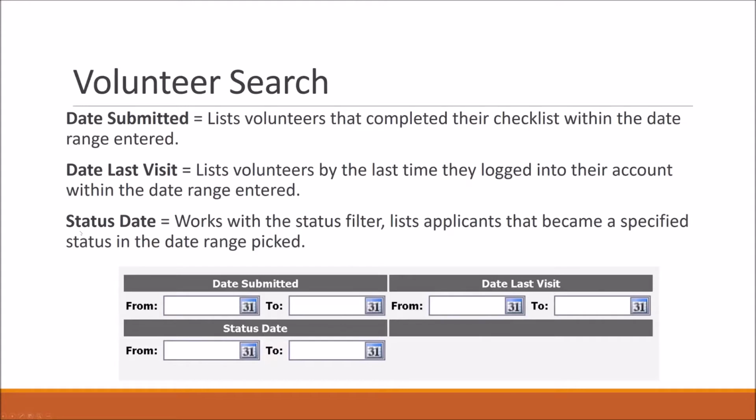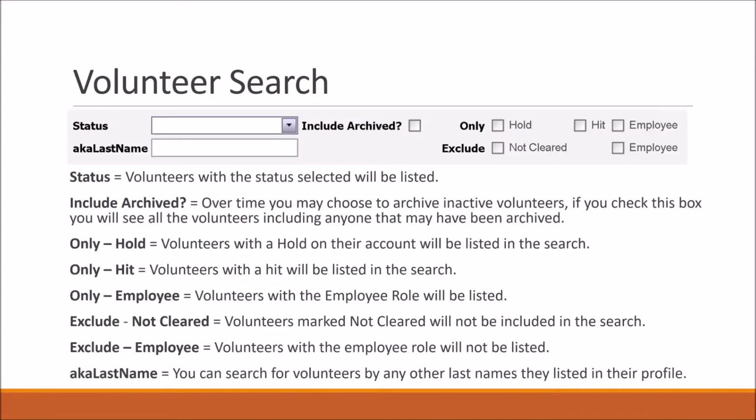And then status. So the status date works with the status filter. You pick a status, like complete, and then you pick a date range. So it's going to work in tandem to find everybody who was complete by this time frame. Hope that makes sense. We give you even more options to help you narrow and really hone in and find specific information when you need to.